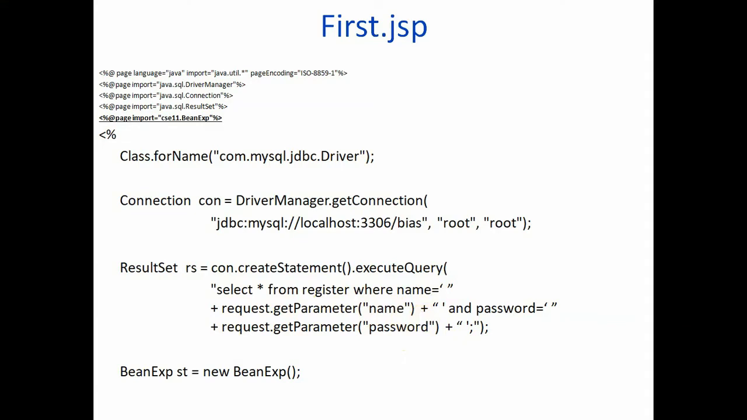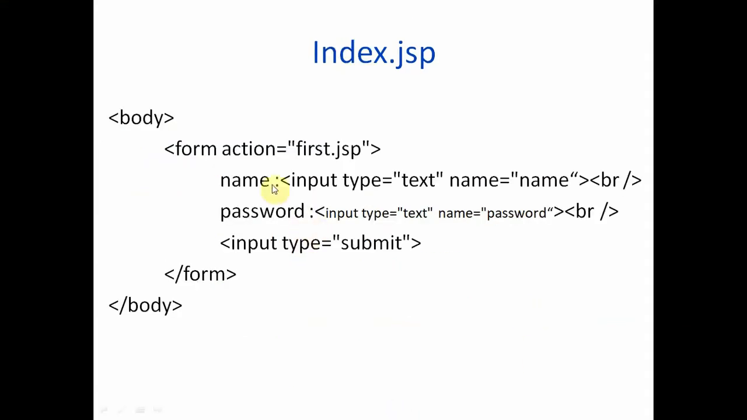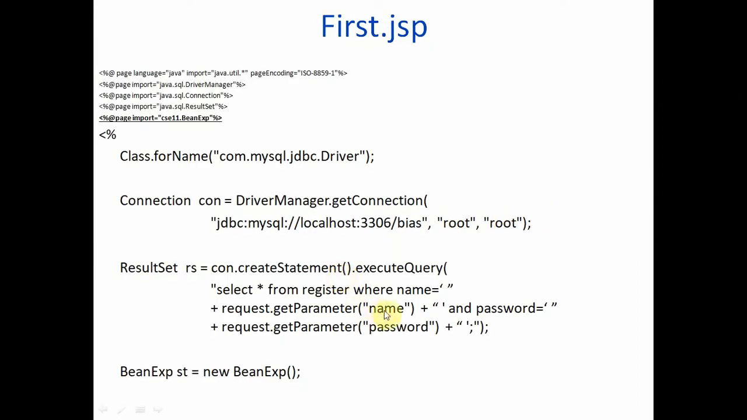Because this is the first JSP from index.jsp. In index.jsp we are giving name and password two values, and then we are submitting it. The name text box variable is name and the password text box is password. So name and password are two variables of this index.jsp. By using getParameter we will access the value of name and the value of password. So we will write here request.getParameter name and request.getParameter password.